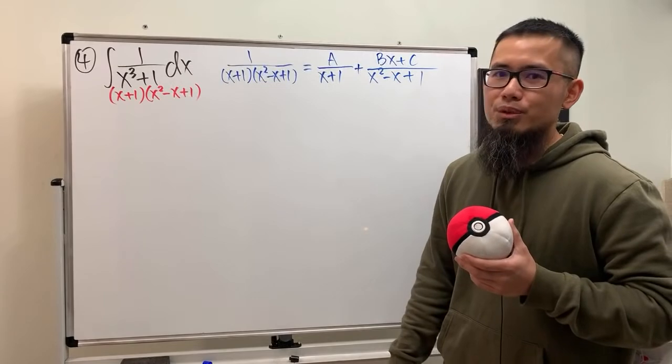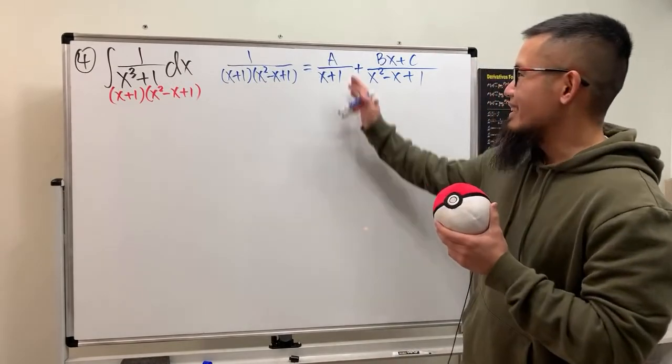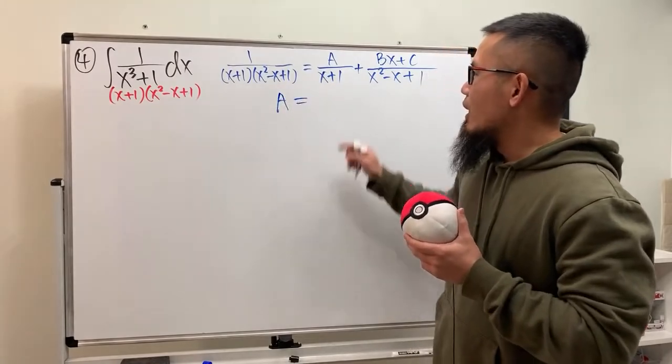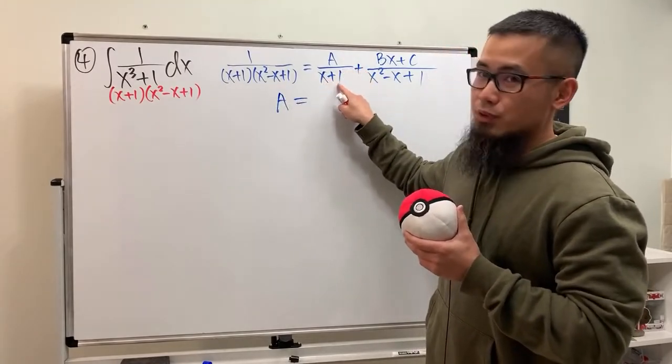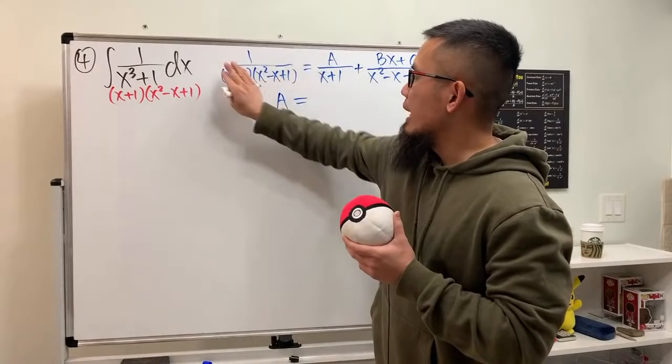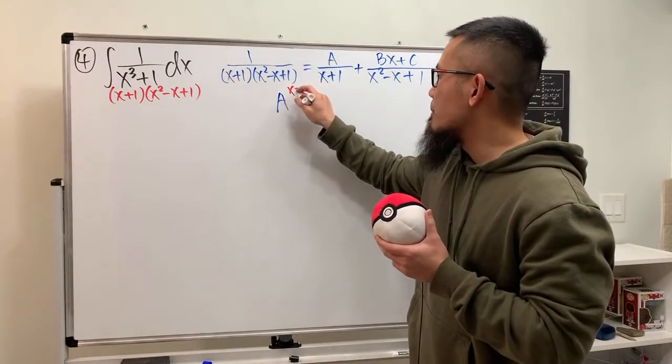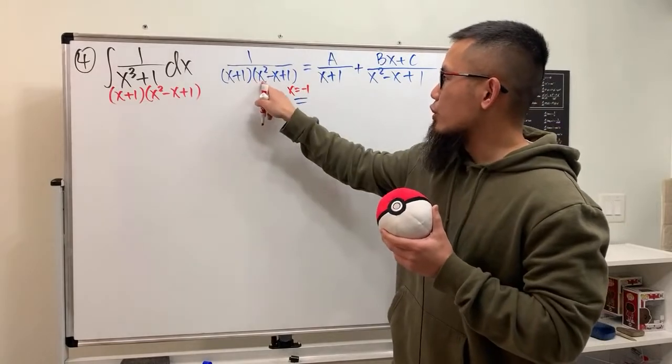That's the only one we can do. Anyway, let's go ahead and find out what A is. To find out A, you see we have x plus 1. We go back to the original, and then we cover the same denominator, and we just have to make sure that x becomes -1. And then we're just going to put it here and here.